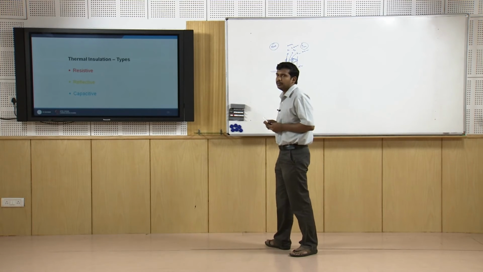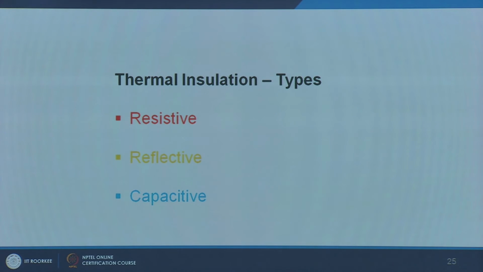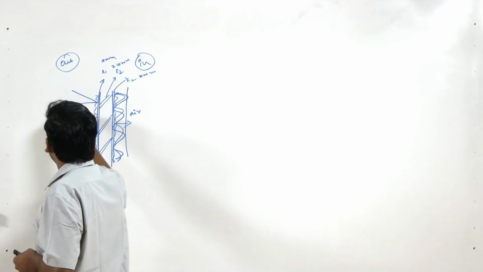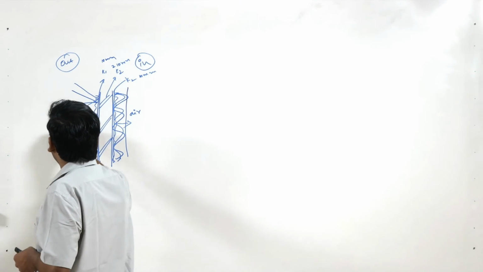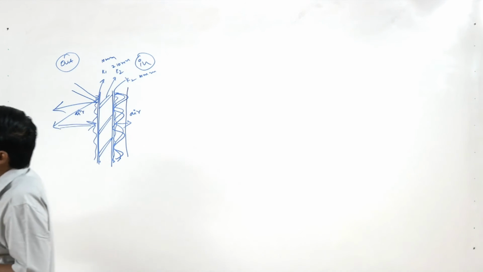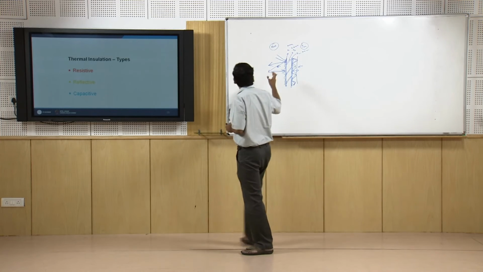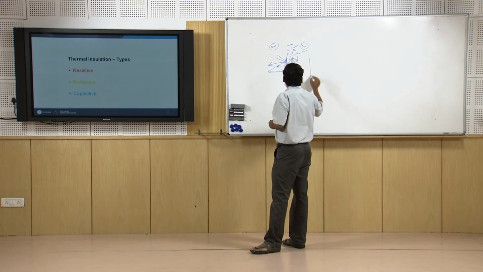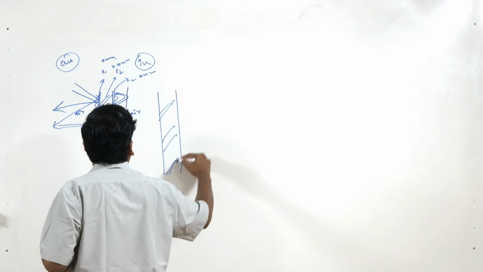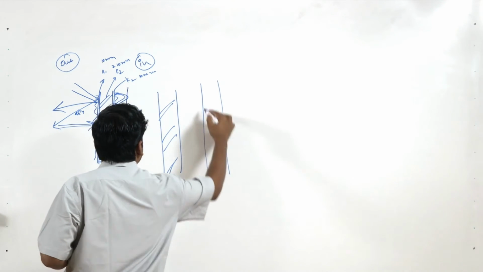The second type of insulation is reflective insulation. Imagine you have a reflective coating here which is going to reflect back the direct solar radiation. In this case, this becomes a first shield. Alternately you have a wall, you have a second wall, it is a double layer wall.